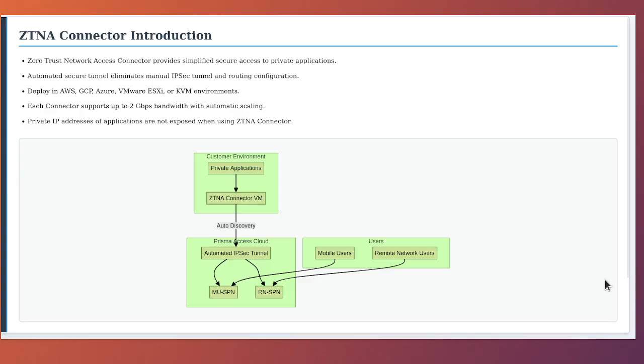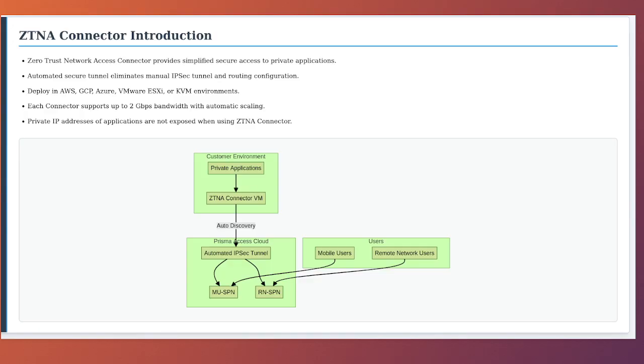ZTNA Connector Introduction. The Zero Trust Network Access Connector, commonly referred to as ZTNA Connector, represents a significant advancement in how organizations can provide secure access to private applications. It offers an alternative to traditional service connections that simplifies deployment while enhancing security. ZTNA Connector lets you connect Prisma Access to your organization's private applications simply and securely.